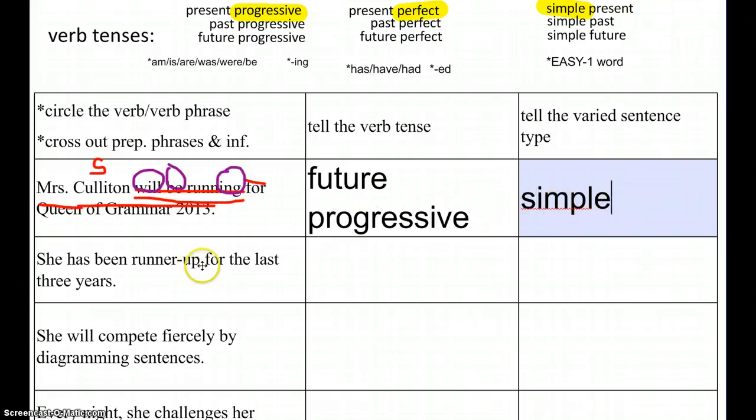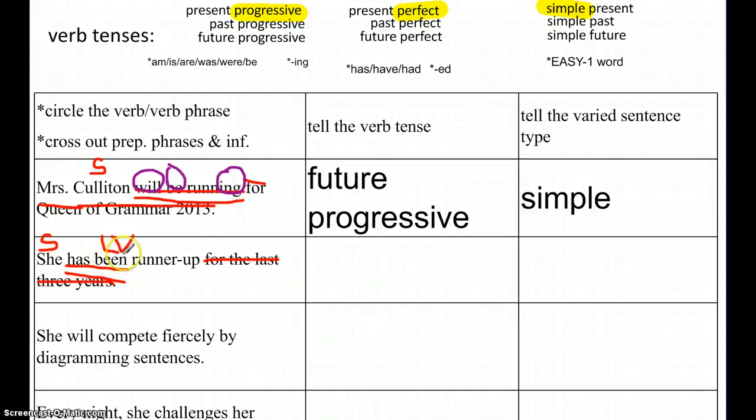The next sentence, she has been runner-up for the last 3 years. Getting rid of any prepositional phrases, I have for the last 3 years. So I'm left with she has been runner-up. She is our subject. Now I have to find my verb. Has been runner-up looks like it could be the verb, and so I want to think, can you runner-up? That doesn't make sense because that's not an action. So the verb phrase has to be has been. I look at my main verb without the helping verb to decide if it's action or linking, and in this case, been is a linking verb.